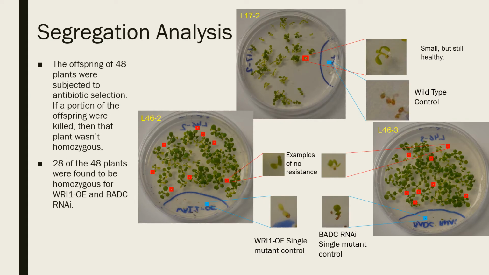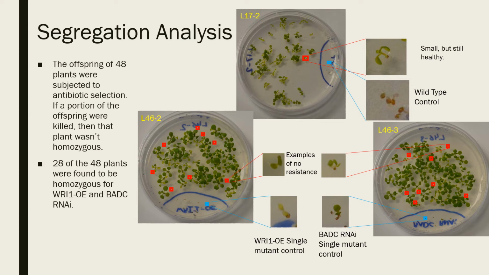Plants were selected after undergoing antibiotic selection using hygromycin and Basta. So it was known that these plants expressed Wrinkled-1 overexpressor and BADC RNAi, but it was unknown whether they were homozygous for these genes. Homozygosity is important because it allows for greater expression of Wrinkled-1 overexpressor and BADC RNAi.